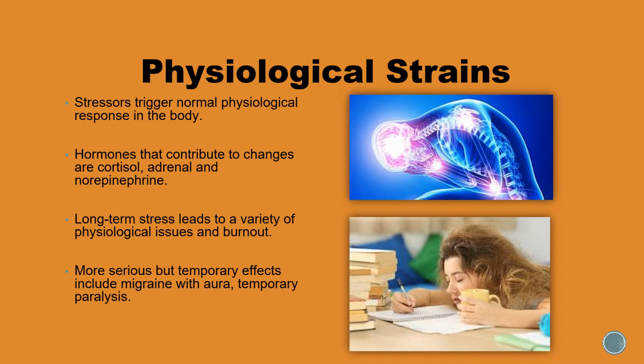Stressors trigger normal physiological response in the body. Hormones that contribute to changes are cortisol, adrenaline, and norepinephrine. These hormones move blood away from non-vital organs and supply the brain and heart. That's why when you are stressed out, you may experience zoning out or hear your heartbeat in your ears.